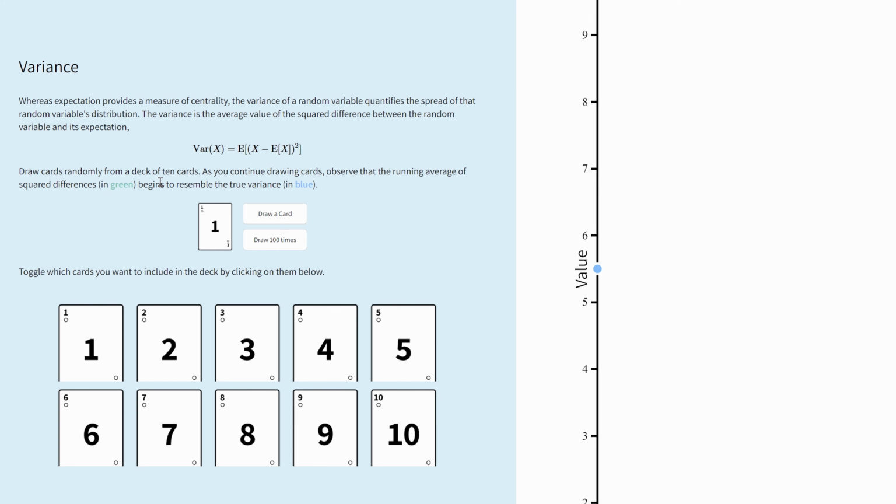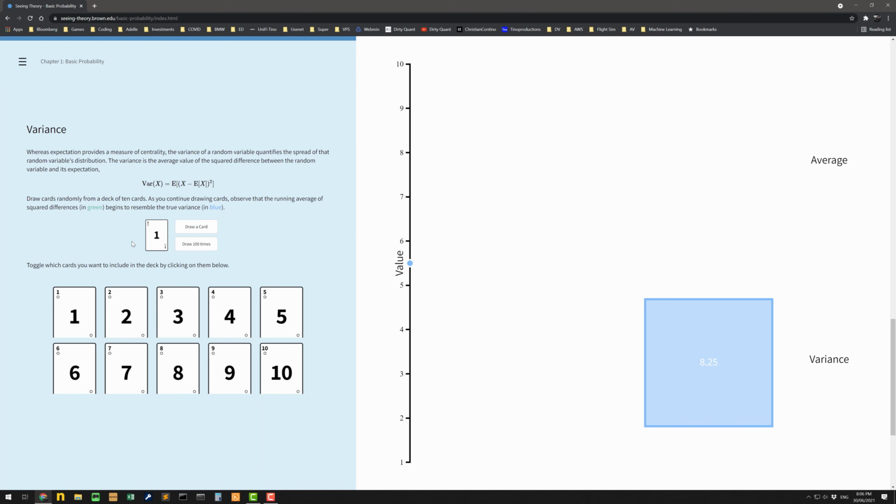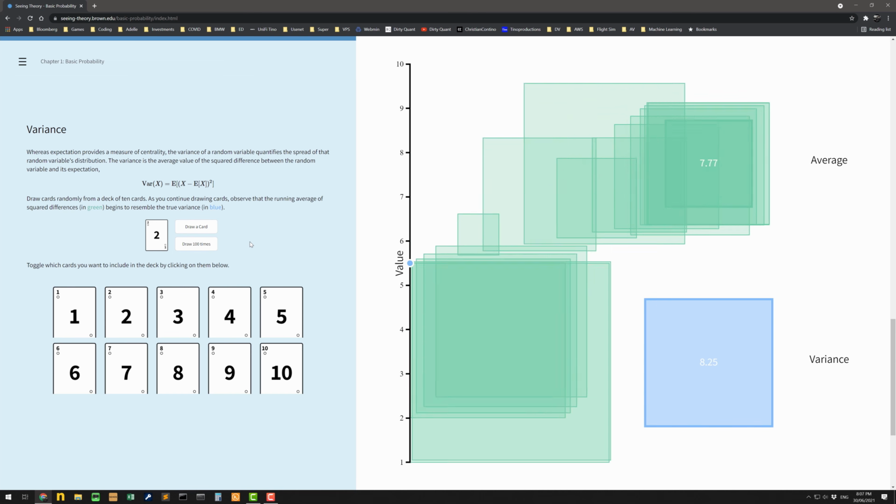Draw cards randomly from a deck of 10 cards. As you continue drawing cards, observe that the running average of squared differences in green begins to resemble the true variance. All right. Okay. So if I draw a card, I drew a 5. Goes there. I'm going to draw another card. It's another 5. Wow, what's the chance of that? An 8. I'm going to draw another one. I'm going to draw it 100 times.